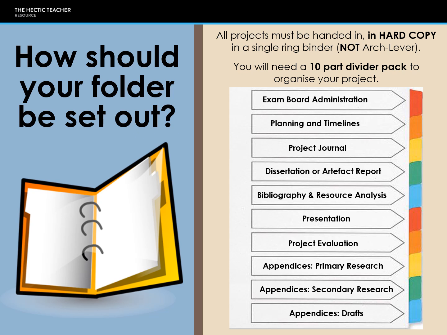so the way that the folders need to be set out is quite clear. You need a 10-part subject divider. The first section will be your exam board administration. So in here, you're going to put your project progress form. You're going to put a copy of the mark scheme and any other documentation that comes from the exam board. All the documentation that you need is available on Teams and has been shared with you. Then you're going to put your planning and your timelines.